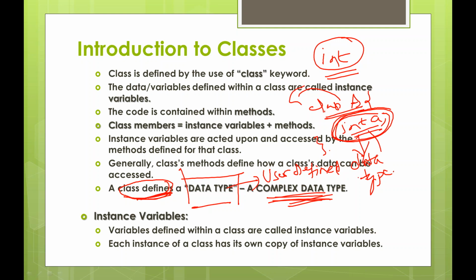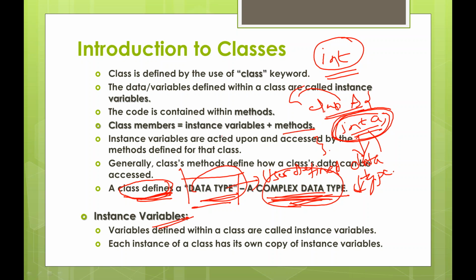You can have n number of primitive or object data types as well. That is why classes are called complex data types. Whenever we define a class, we are defining a complex data type. Why do we define this complex data type? We will see what is the use of defining this particular complex data type. Next is our instance variables.